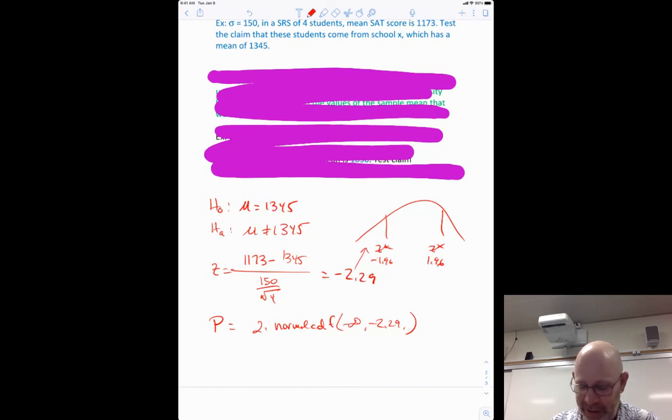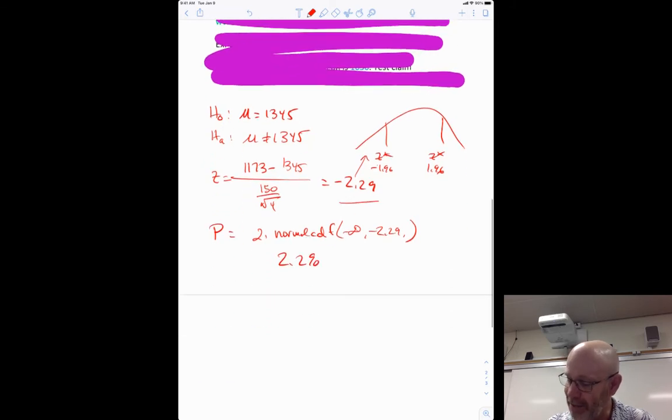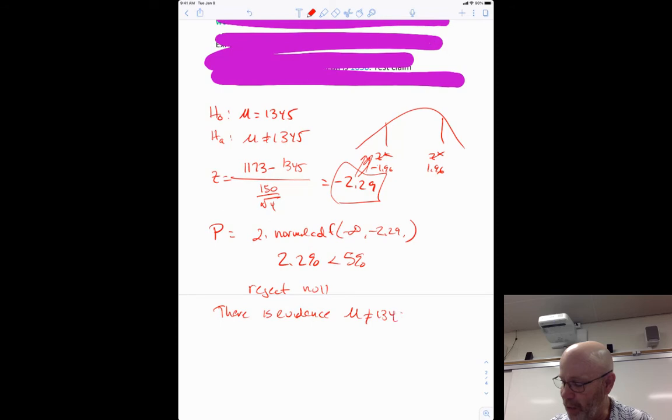So negative infinity to negative 2.29, times 2, is 2.2%. In any case, we're in the rejection region. This is less than the 5%, right? So we reject the null. So we say there is evidence that the mean is not 1345. And more specific to the context of this problem, there is evidence that they did not come from school X.